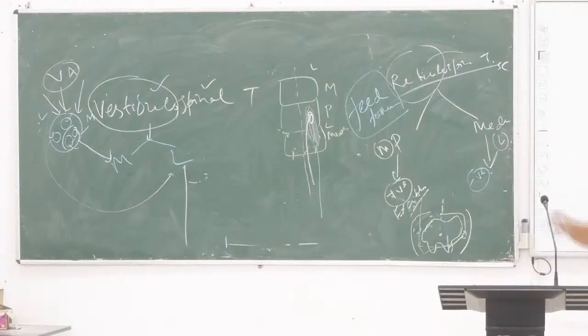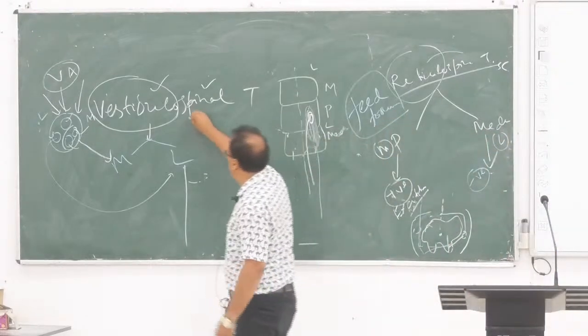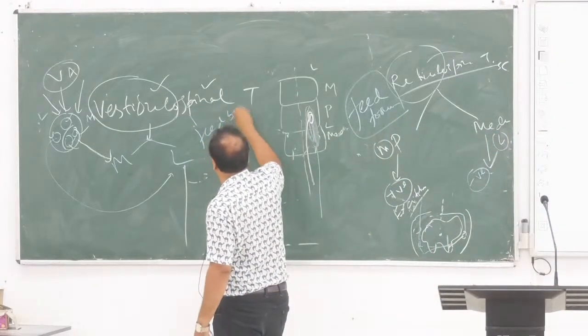এই কথাটা যদি তুই লিখে দিস, implies all, and vestibulospinal tract, it is a feedback mechanism. It is not feed forward. So this is feed forward and this is feedback. Feedback কেন বলছে না?